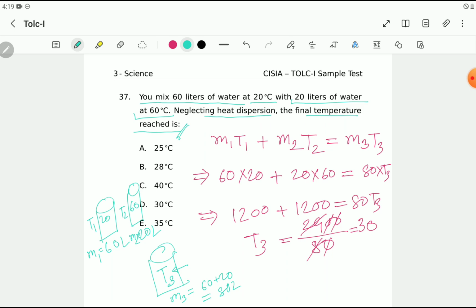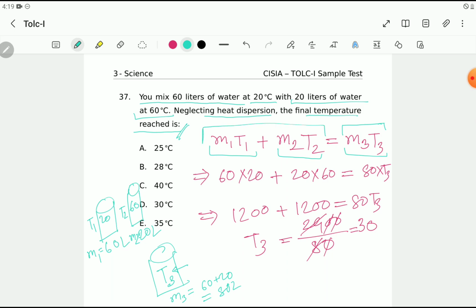Now we can write the formula. So this is the formula, M1 T1 plus M2 T2 equal to M3 T3. So our final multiplication of masses and temperature will be equal to the summation of the two cases.